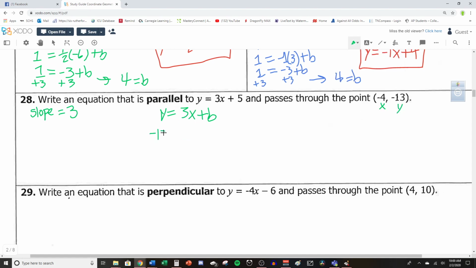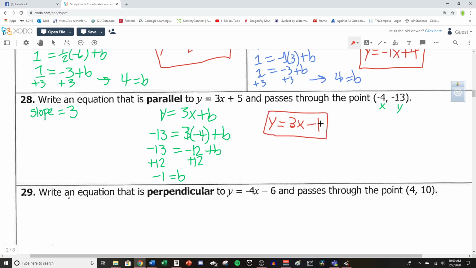Negative 13 equals 3 times negative 4 plus b. Now we're going to do the algebra and solve this. Negative 13 equals 3 times negative 4, which is negative 12, plus b. We're going to add this 12 to both sides. That gets us negative 1 equals b. And our final equation with this slope 3 and this b value of negative 1 is going to be y equals 3x minus 1. There's our answer.